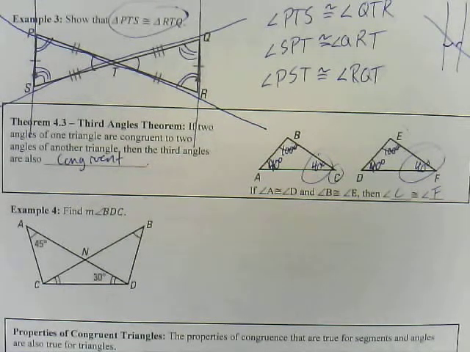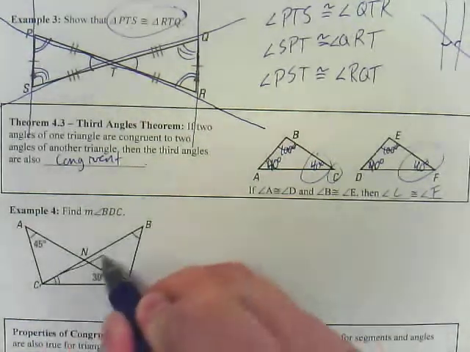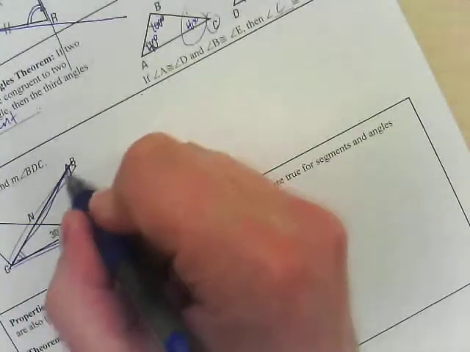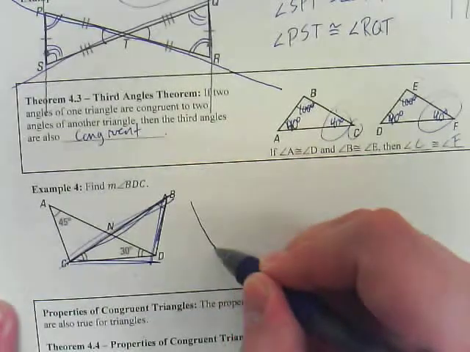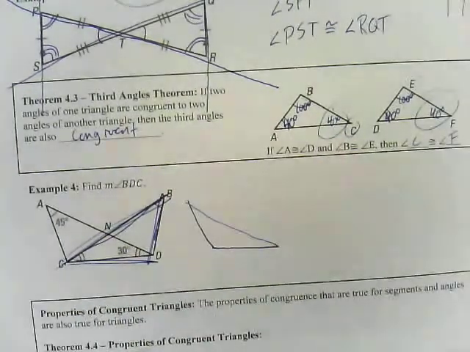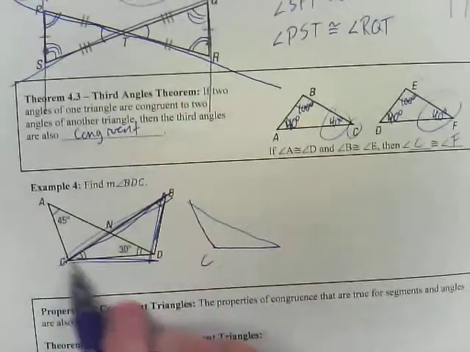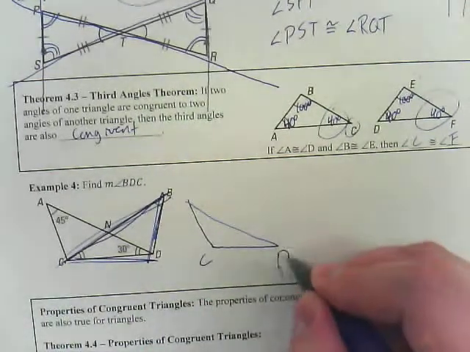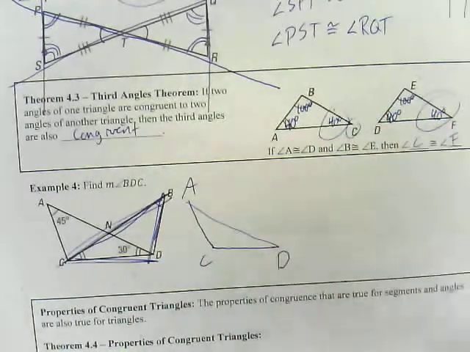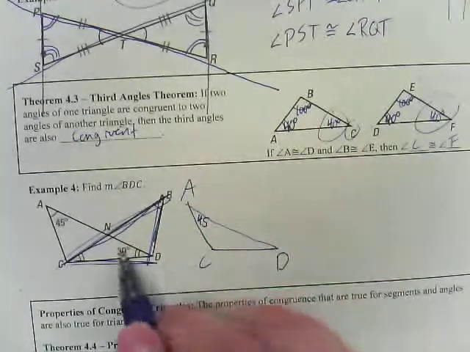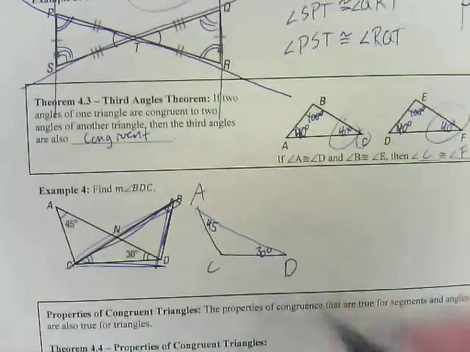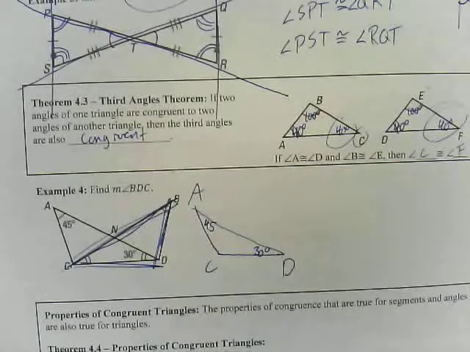Okay, let's look at example 4. Now we have two triangles here that are kind of mashed together. One of them looks like this, and then the other one is this one right here, which I'm just going to redraw over here, just so we can keep the triangles separate from each other. So this is C, then D is over here, and then A is up here. So this angle here is 45 degrees, and then this angle down here is 30 degrees.